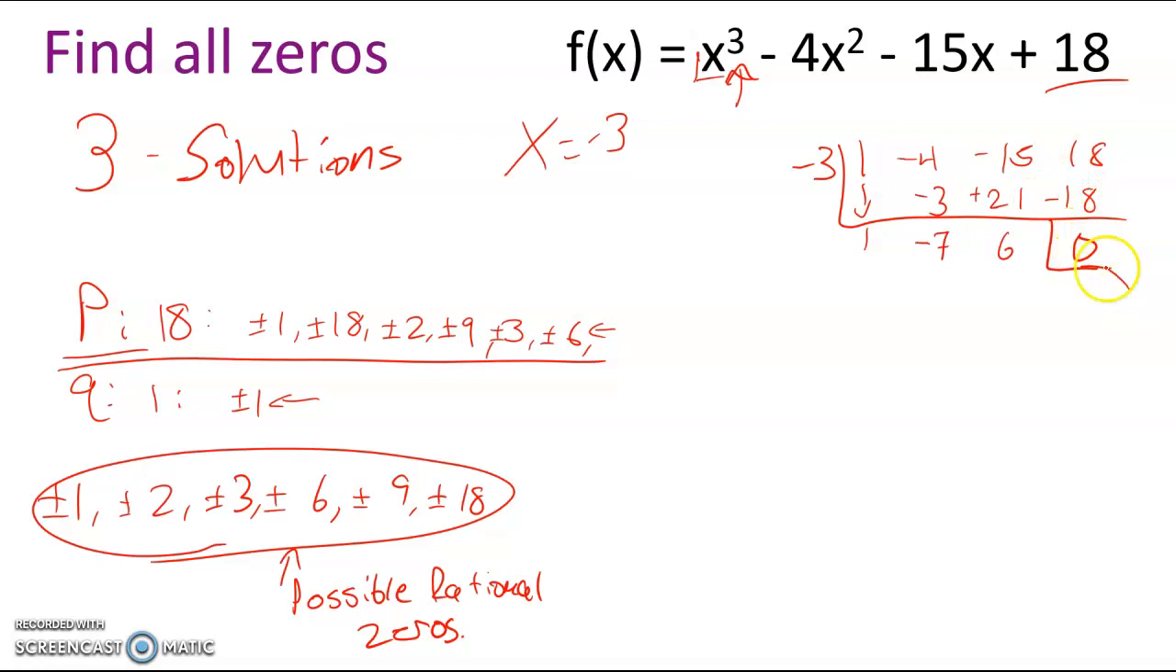And lo and behold, I get a remainder of 0. That's what I want right there. If I don't get that, then you're either doing your math wrong, or it's just not a zero. So I have confirmed that x minus 3 is one of my zeros.